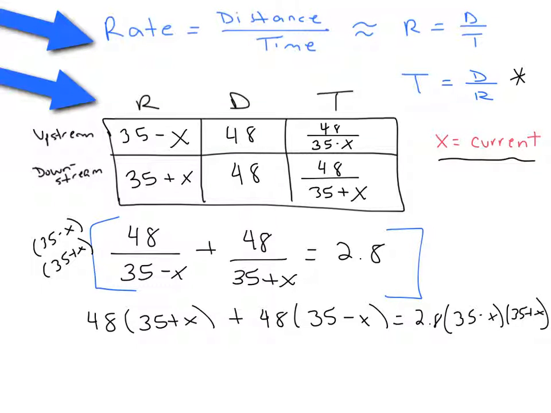When we simplify this and put it into standard form, you get 2.8 x squared minus 70 is equal to 0. And if you solve this equation, you would now get x is equal to plus or minus 5. Now, since we're dealing with a current, which should be positive, the final answer would be 5 kilometers per hour.